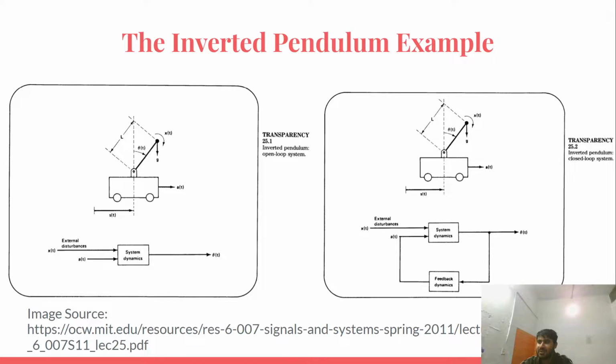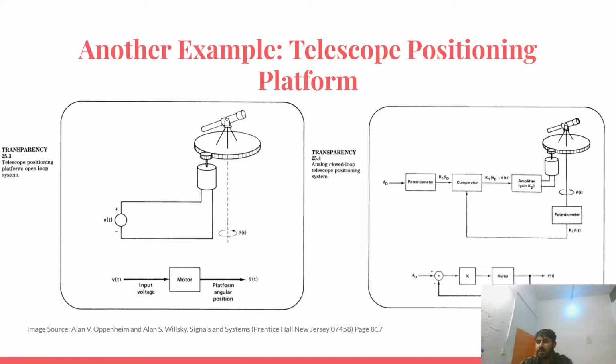Another example corresponds to the problem of positioning a telescope, which is mounted on a rotating platform. The rotating platform is driven by a motor. Again, we could imagine the possibility of driving this to the desired angle by choosing a certain applied input voltage. But that is again only possible if we know about the external disturbances, as in the previous case. So we are again motivated to employ feedback, which is to make a measurement of the output angle and use that in a feedback loop to influence the drive for the motor.